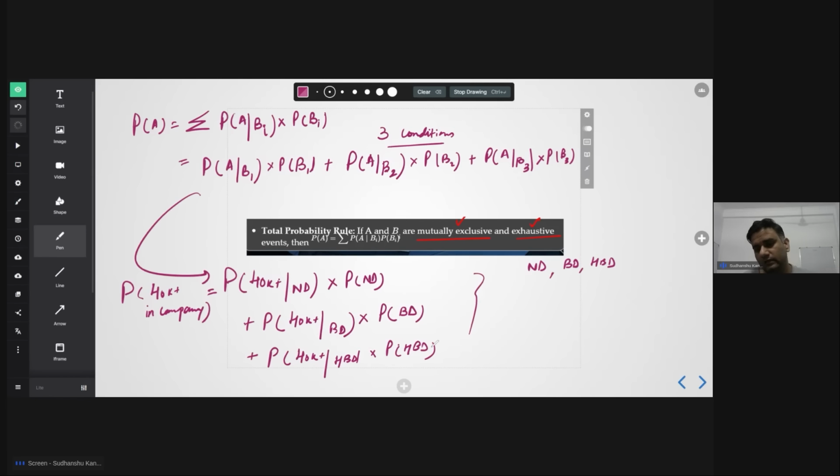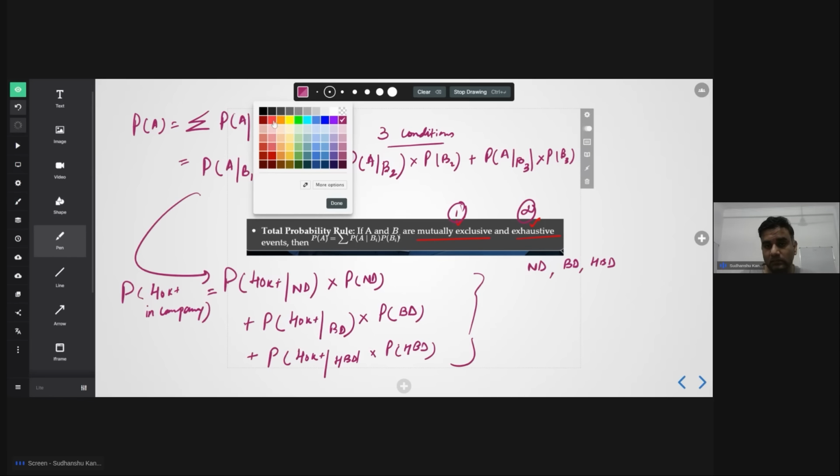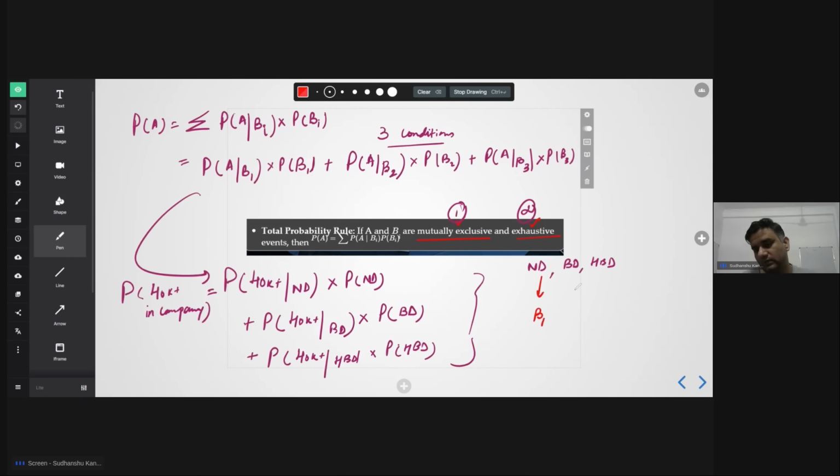What I'm trying to break down here is that once condition number one and condition number two are met, thereafter it is not difficult because you just have to apply the total probability rule, which I told you with three conditions: A by B1 into P(B1), A by B2 into P(B2), A by B3 into P(B3). This I have given you. If you want to learn much deeper, please understand: ND is your B1, first condition, this is B2, and this is B3. This is how it is structured. Keep that in mind very clearly. This is your total probability rule, guys.